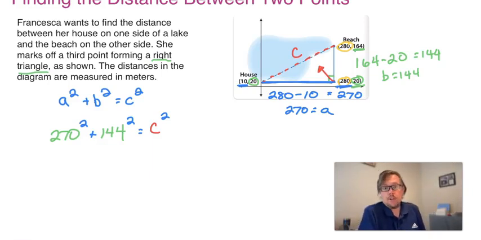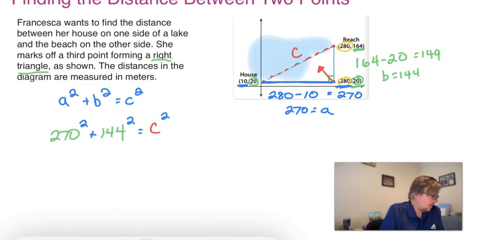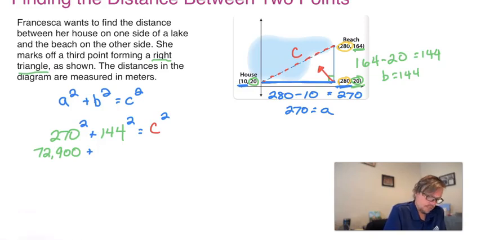I have no idea what 270 squared is. I'm sure somebody could figure that out without a calculator, but I cannot. My calculator says 72,900. Just rolls right off the tongue, doesn't it? And my calculator says that 144 squared is 20,736. Sheesh, big numbers. That equals C squared.